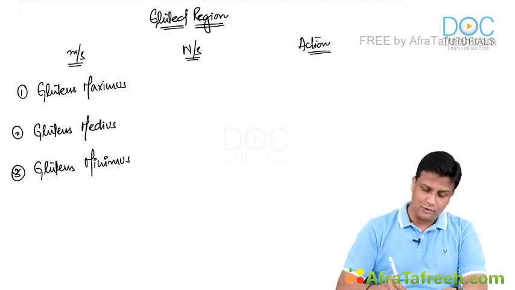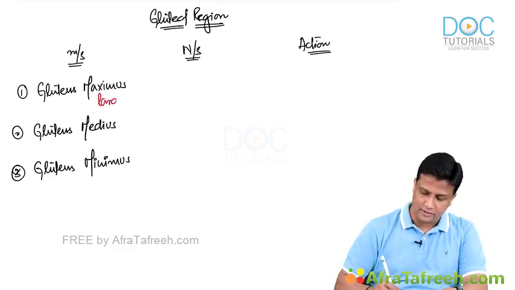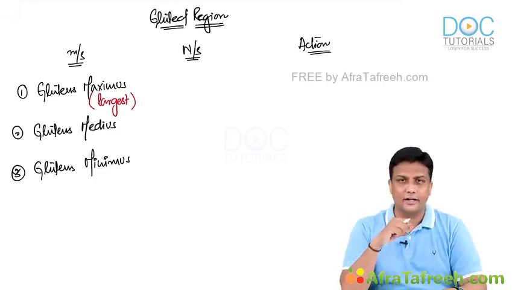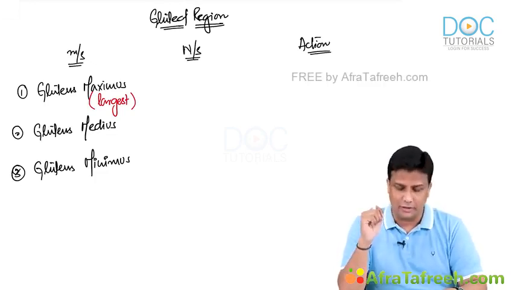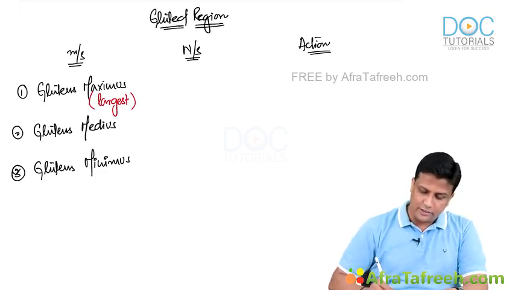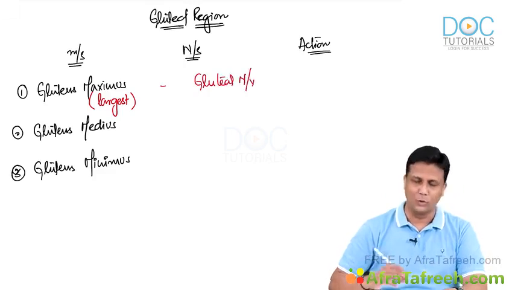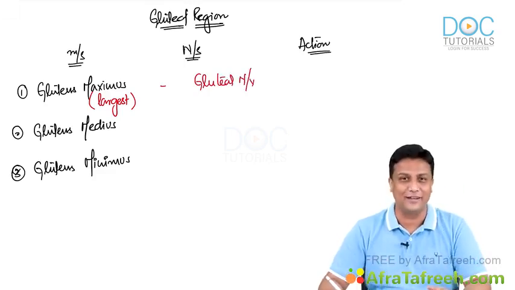Out of these three, first let's get clarity regarding maximus. Point number one, it is the largest muscle in our body, size-wise. By the way, which is the longest muscle? We have already discussed that. It is the sartorius muscle, which is the longest one. What is the nerve supplying the gluteus maximus muscle? From the name itself you can remember it will be a gluteal nerve, no doubt about that.